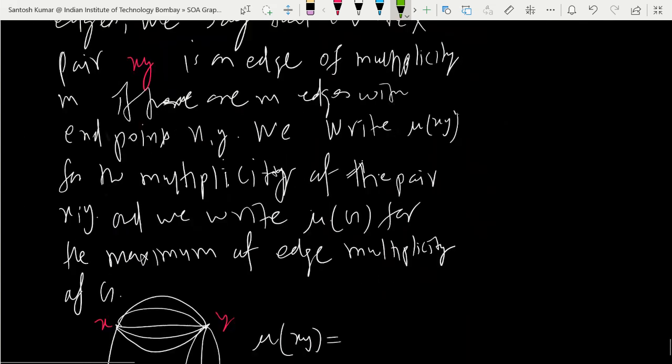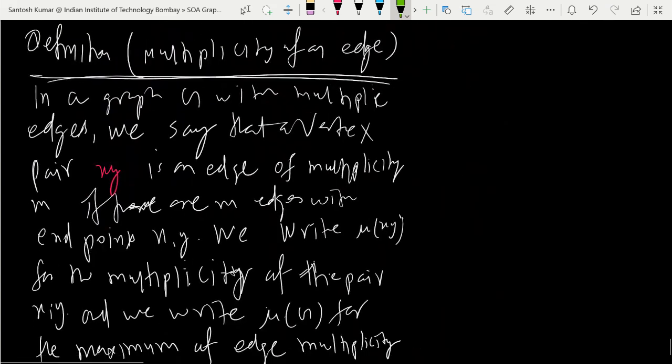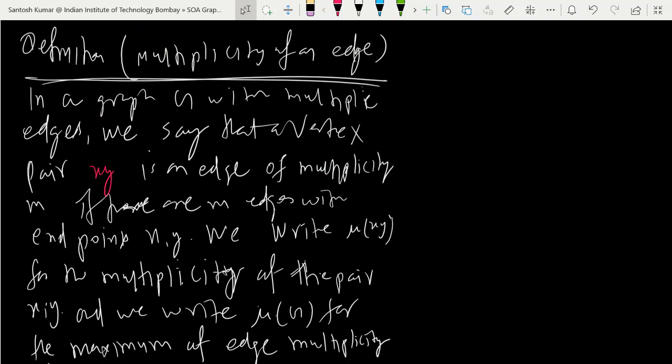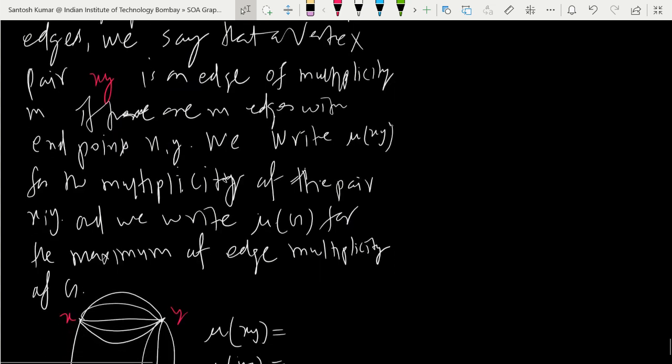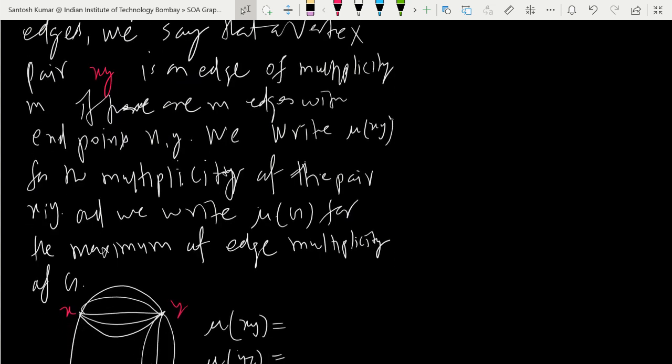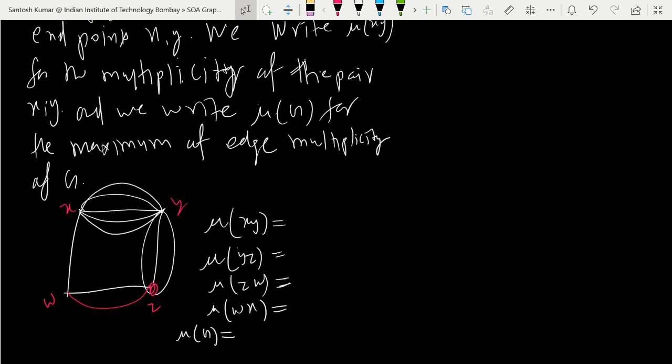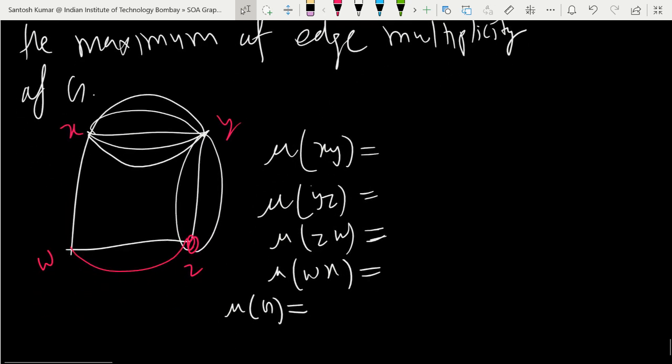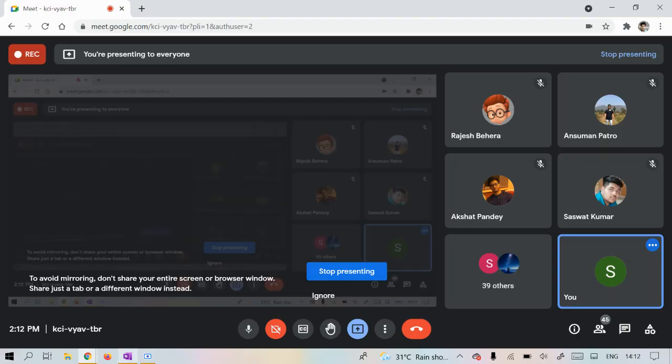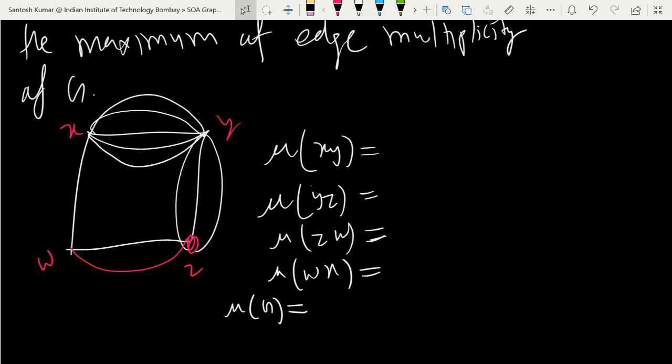Have you understood the definition? You read definition once and then you tell me the answer. So in a graph G with multiple edges, we say that a vertex pair xy is an edge of multiplicity m if there are m edges between endpoints xy. And we write it as mu xy. So mu xy is the multiplicity of edges between x and y. And we write mu G for the maximum of edge multiplicity. So you check for the maximum of edge multiplicity, then the maximum of that will be multiplicity of a graph. Okay, so yeah, tell me.